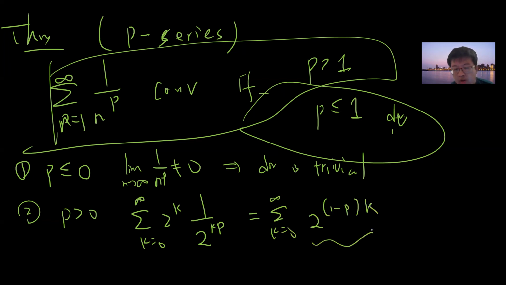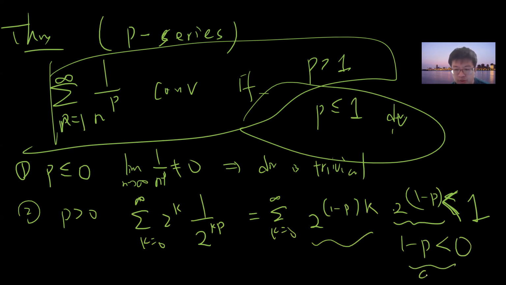Right, so this is the geometric series. So it converges whenever this ratio, 2 to the 1 minus p, is less than 1. This ratio should be less than 1. So 1 minus p should be less than 0, right? So it converges. If 1 minus p is greater than 0, it diverges. So p greater than 1 converges, p less than or equal to 1 diverges.